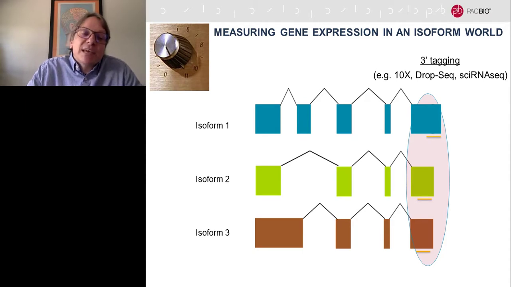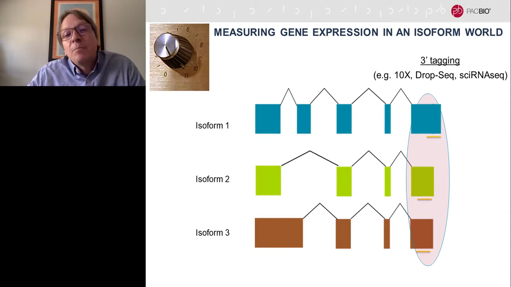And so this is an example showing 3 different isoforms made from one gene. These might have different cellular localization or a dominant and negative effect. They could have completely different functions in the cell. But when they're measured by common methods, in this case 3' tagging, such as the 10x or scRNA-seq methods, just a short tag is tagged at the 3' end of the transcript.